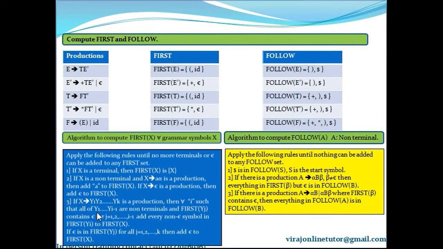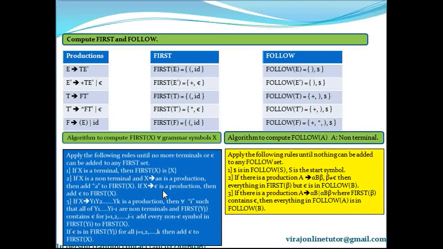So these are the theory rules for computation of first. What are the rules? First rule says, if X is a terminal, first of X is X, which is as good as first of a terminal is the terminal. Rule number 1, first of a terminal is the terminal. Rule number 2, first of epsilon is epsilon. What it says, if X is a non-terminal and there is some production X gives a alpha, then add a, which is a terminal, to first of X. If X gives epsilon is a production, then add epsilon to first of X.